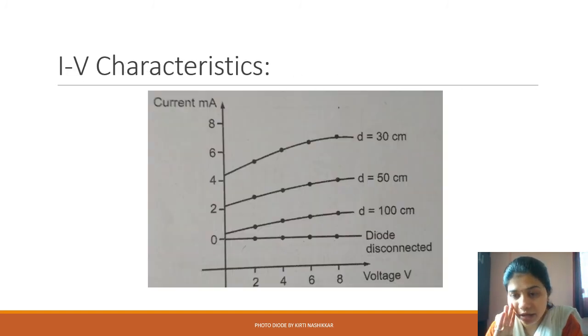So this is the IV characteristics, which is very important for the photodiode. As we can see, voltage is taken on the x-axis and current is taken on the y-axis. Current is in milliampere, meaning 10 to the power minus 3 ampere. When the diode is disconnected, there is no current. When light is incident on it and the diode is reverse biased, you can see that the current is increasing slowly, and as the current goes on increasing, you can see such kind of characteristics here.